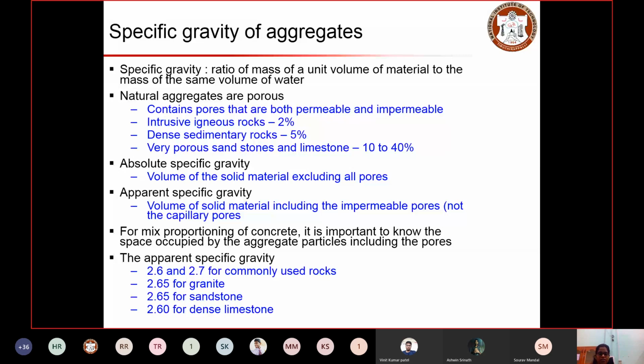So to make it simple and convenient, when we say solid materials, we consider the aggregate particles inclusive of impermeable pores, not the capillary pores, which could suck some moisture from the outside. So the impermeable pores are counted when we say solid material. That combines both aggregates and pores.